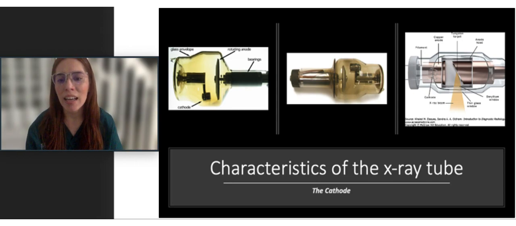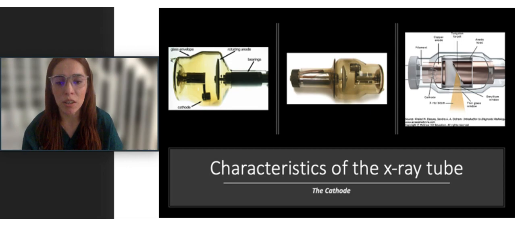Cathode. The cathode is the negative part of an X-ray tube and serves to expel the electrons from the circuit and focus them in a beam on the focal spot of the anode. It is a controlled source of electrons for the generation of X-ray beams.